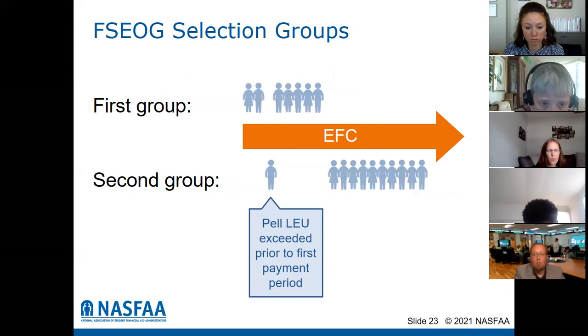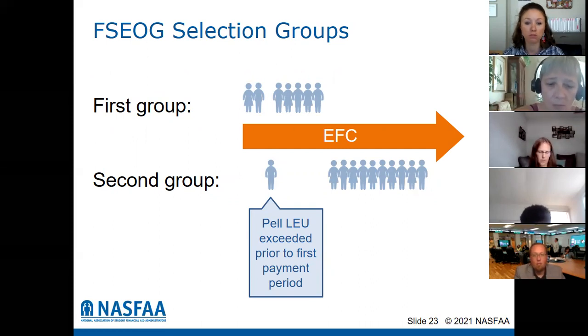Now, determining who gets the SEOG. SEOG is awarded using two selection groups. Priority order for SEOG recipients is based on Pell Grant eligibility and lowest EFCs. You do have to remember a reasonable portion of the SEOG allocation must be awarded to independent and part-time students. But what we'll do now is review this first SEOG selection group. The regulations instruct that a school must first offer SEOG to students with the lowest EFCs that will be receiving a Pell Grant during the award year.